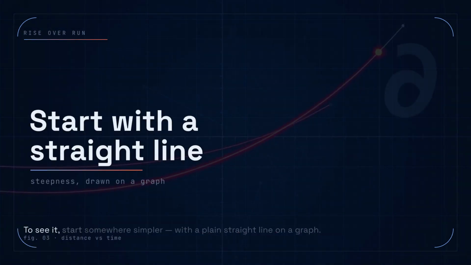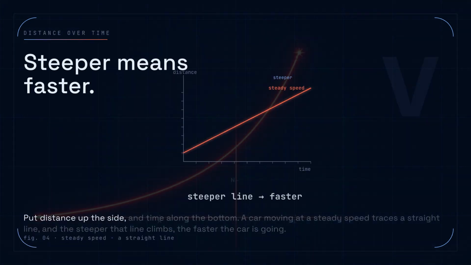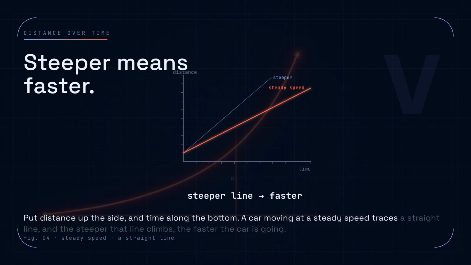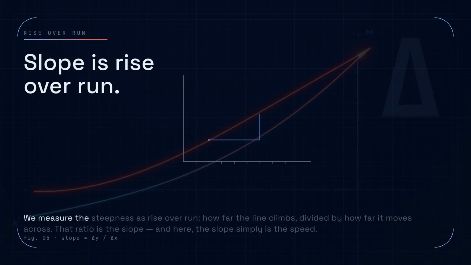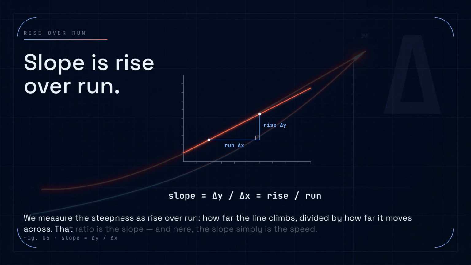To see it, start somewhere simpler, with a plain, straight line on a graph. Put distance up the side and time along the bottom. A car moving at a steady speed traces a straight line, and the steeper that line climbs, the faster the car is going. We measure the steepness as rise over run, how far the line climbs, divided by how far it moves across. That ratio is the slope, and here, the slope simply is the speed.